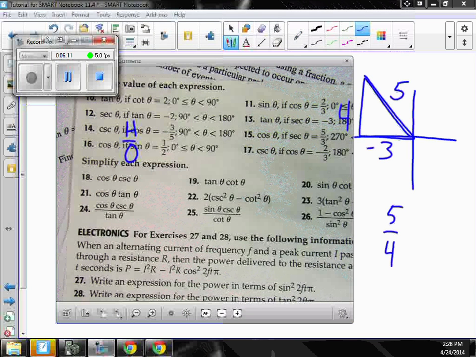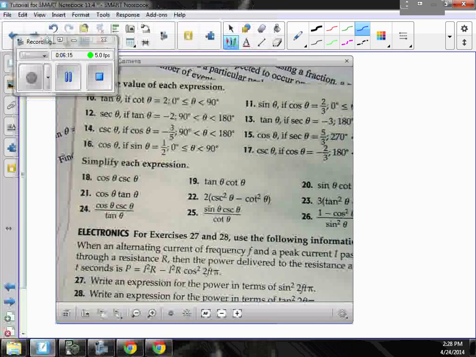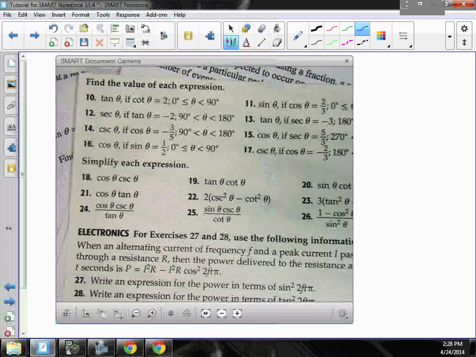All right. That'll get you through the first section. The second section asks you to simplify expressions. And this is actually kind of fun. It's one of the things that I like about trig. It's problem solving, and there's really not one way to do it.